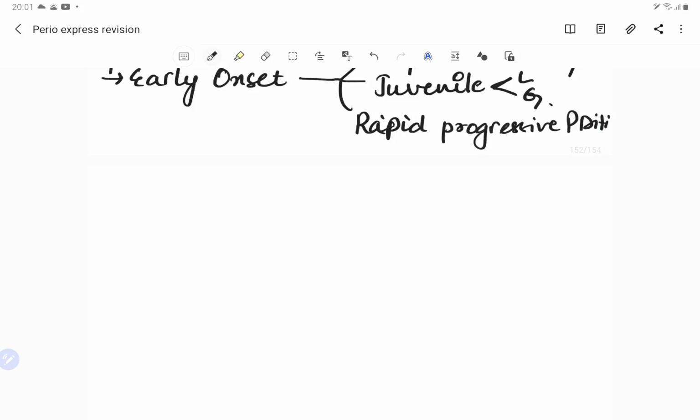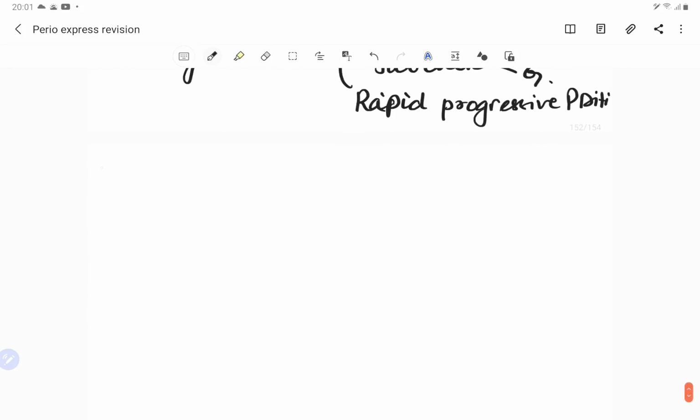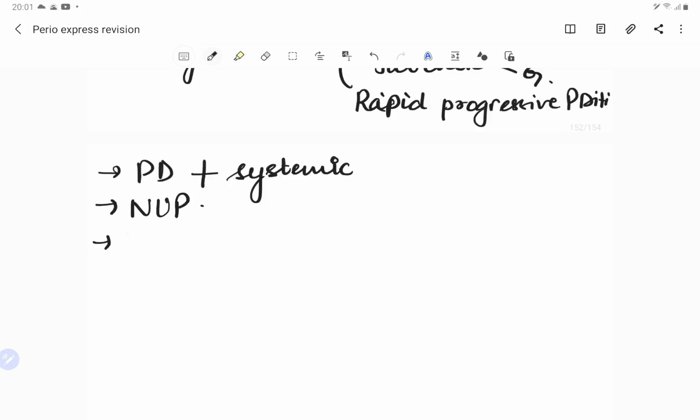One is adult periodontitis, then early onset periodontitis. Then they said periodontitis can be involved with the systemic, we call it periodontitis associated with systemic disorders. Then necrotizing ulcerative periodontitis and refractory periodontitis. But this classification was actually so difficult.